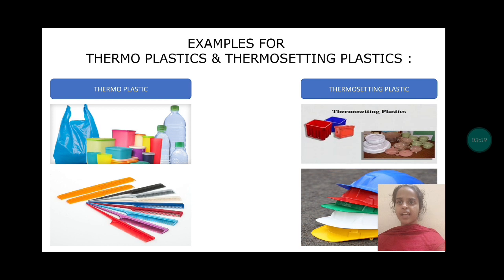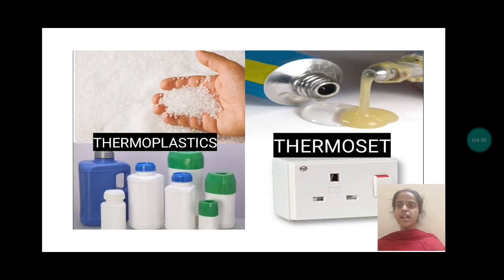Thermoplastic examples are plastic bags, plastic covers, plastic bottles, plastic combs, and etc. Thermosetting plastics are used in helmets, tubs, and etc. Thermoplastics are crystalline in nature, and thermosetting plastics are liquid-like in nature. A common example like bakelite is a main example of thermosetting plastic.